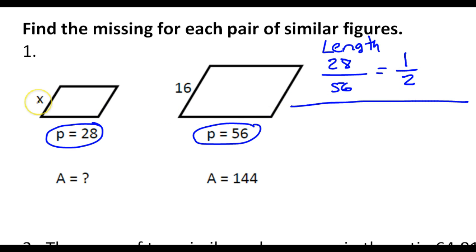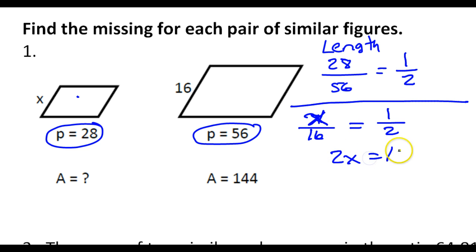So we have a ratio, the length ratio is 1 to 2. So x over 16 will equal the length scale factor of 1 to 2. And of course you'd cross multiply. So that's going to give me 2x equals 16 and x equals 8. All right, so far so good.